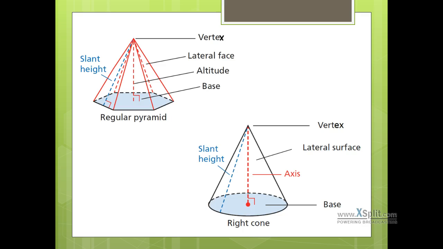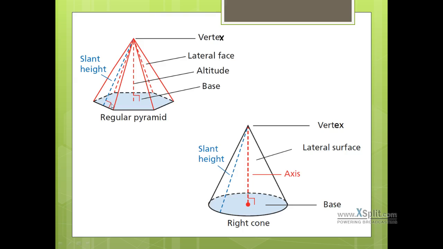A few terms for you here. First off, any regular pyramid is going to have a base of all equal sides. It's got a regular base. You know things like lateral face, you know things like base, you know things like vertex. A couple of new terms for you here.